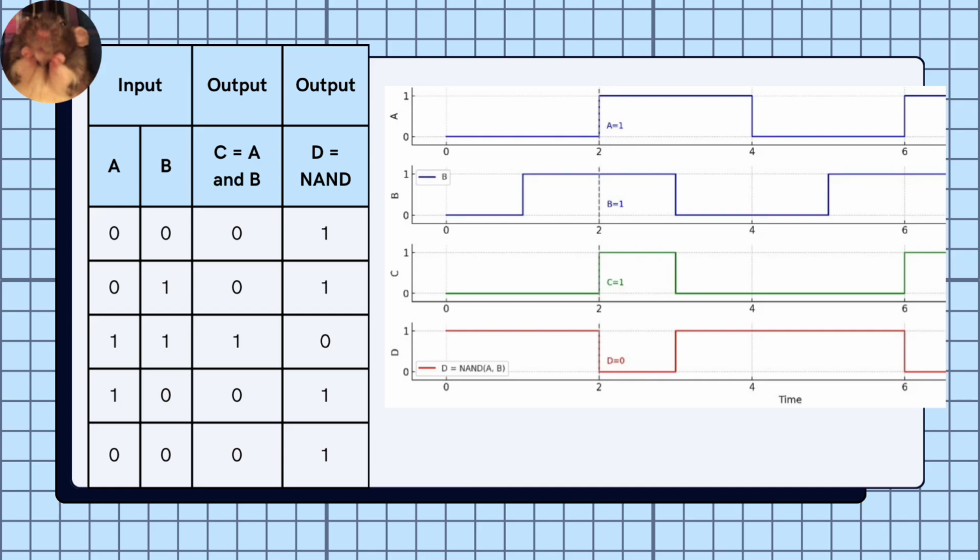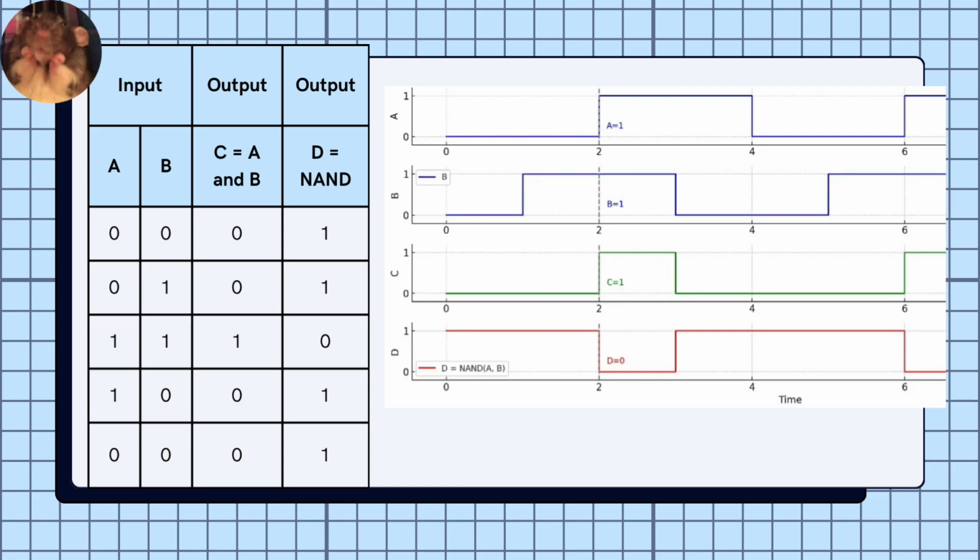The below part of the timing diagram represents the 0 value of the input or output. Meanwhile, the upper part of the diagram represents the value of 1. As you can see here, 0, 0, 1, 1, 0 for input A. So the timing diagram will be lower, lower, upper, upper, and lower. That is how it works.